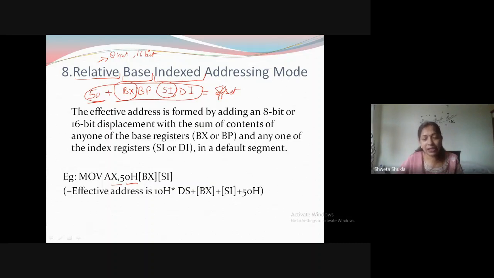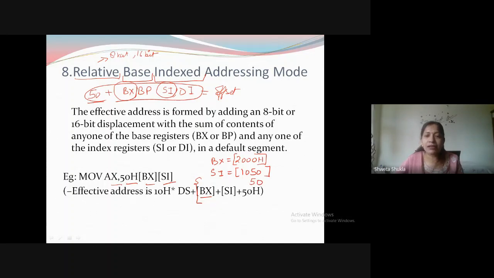It can be an 8-bit, it can be a 16-bit. Then we have the BX register. Then we have the SI register. Okay. So that means, just check it from here. BX register, you will add the offset value. Let us suppose we have BX equal to 2000H. If BX is in brackets, that means 2000 will become an offset address. Let us suppose the value of SI is 1050. Then comes 50, a relative value which is 50.